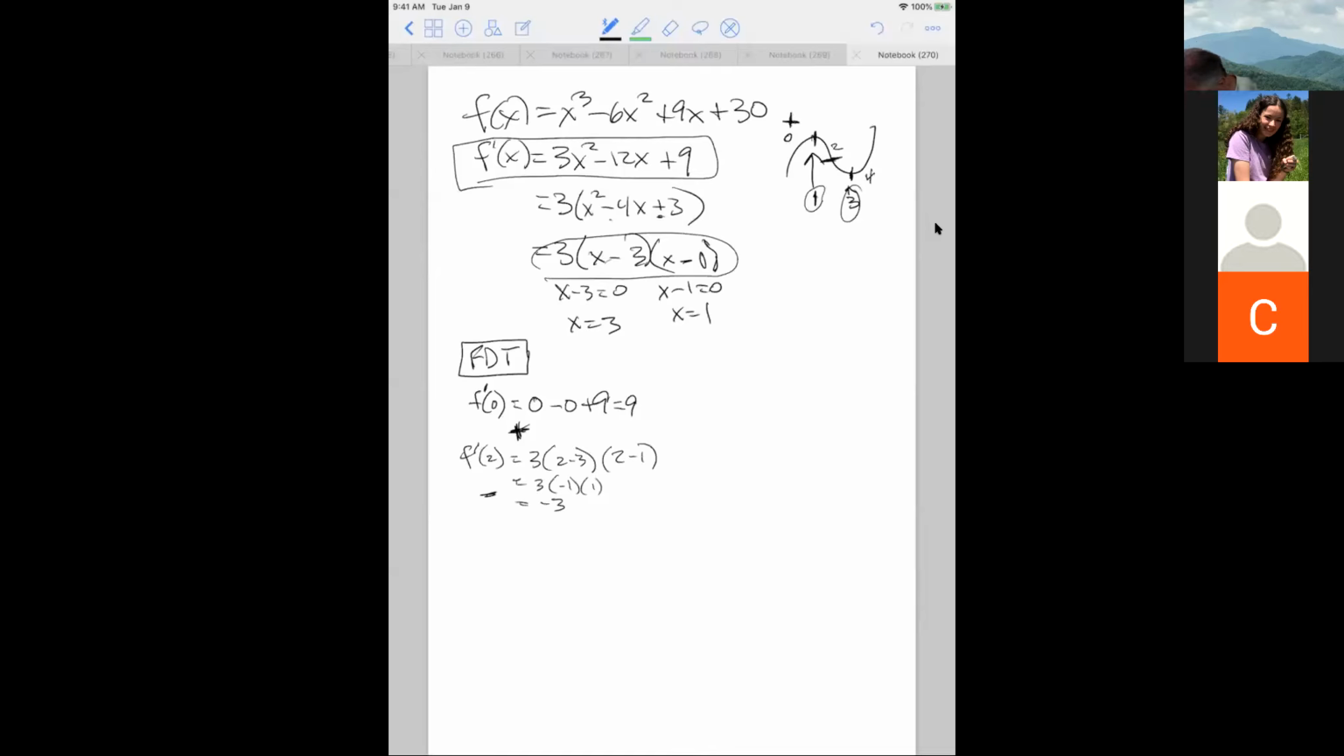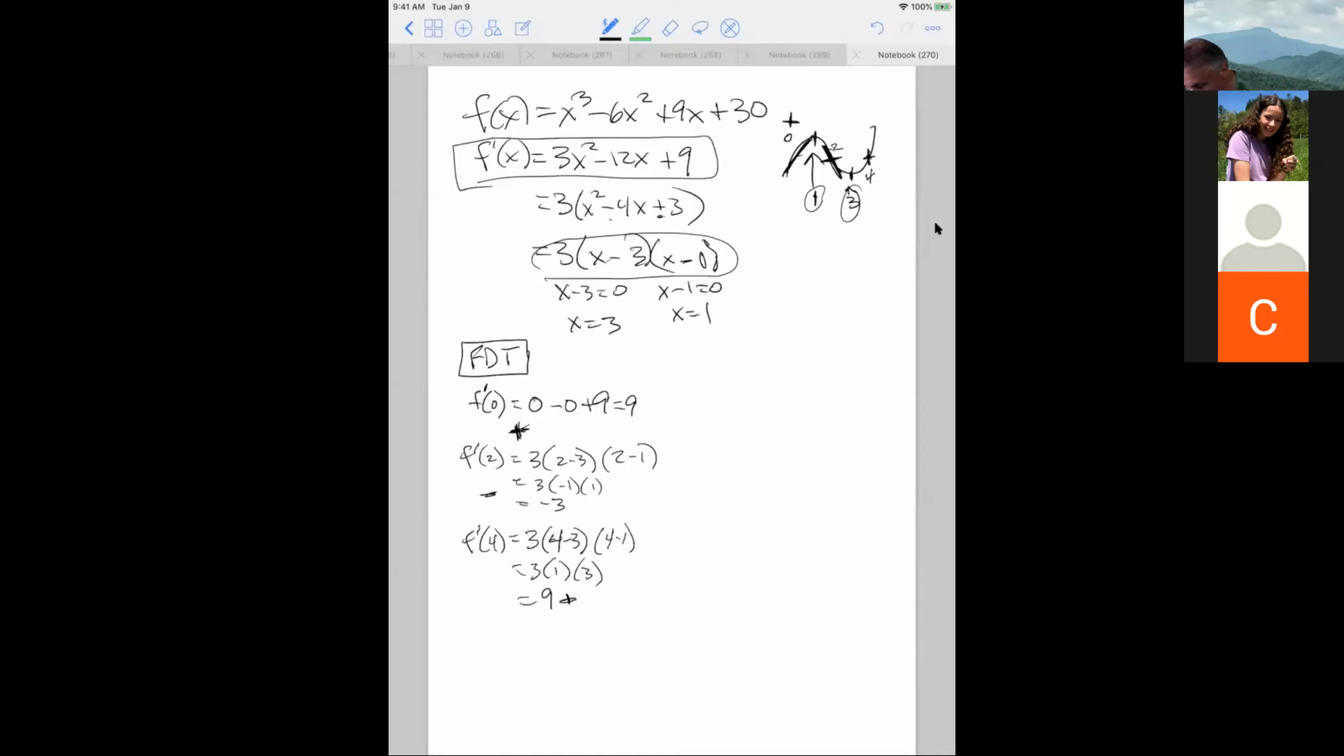And then the far right one, f prime of 4, I'm taking the derivative again. I'm going to plug that into the factored form because that's a little easier too. So I've got 4 minus 3 and 4 minus 1. So I've got 3 times 1 times 3. This is 9, which gives me a positive. So this is positive. So when we go to 1, all right, we've got increasing and decreasing.